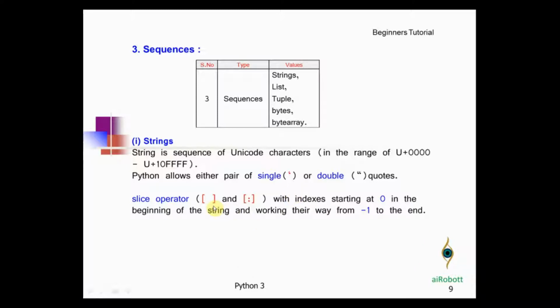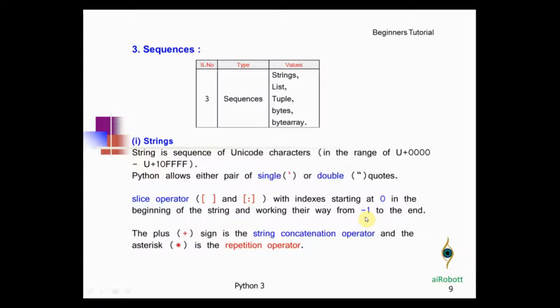Strings can be taken using the slicing operators. The subsets of strings can be taken using these two slicing operators, with the indexes starting from 0 at the beginning, and if you want to take from the reverse order, it starts from -1 from the end. Here the plus sign is the string concatenation operator and star is the repetition operator. We will see all of these in an example. Multi-line strings can be denoted using triple quotes like this or like this. See one example here.